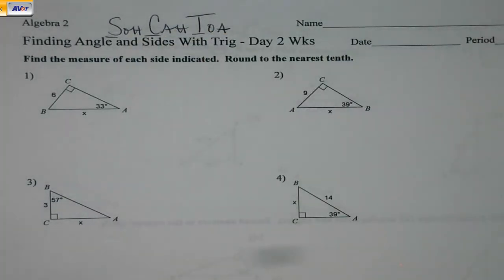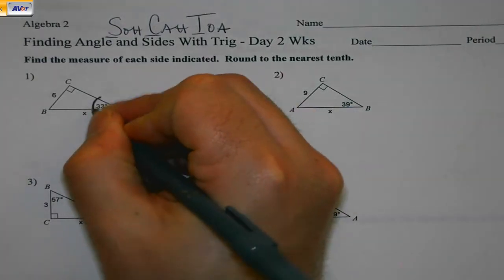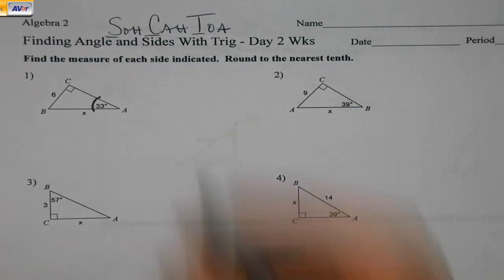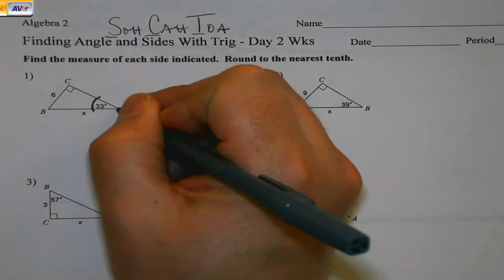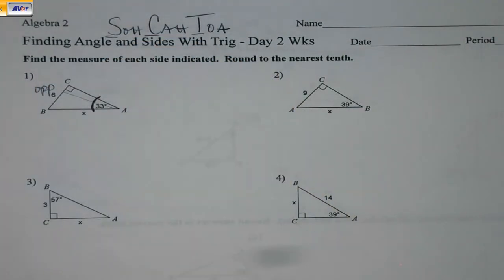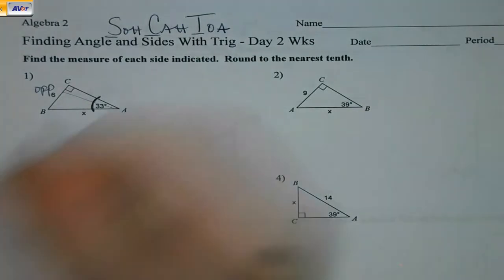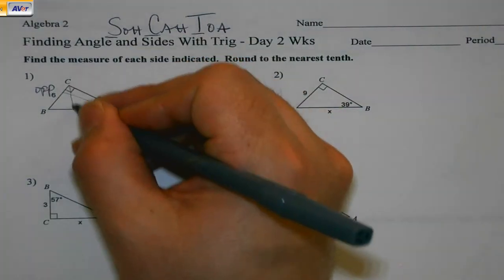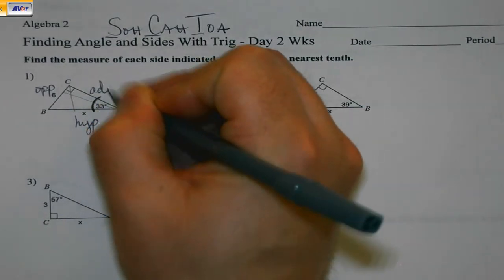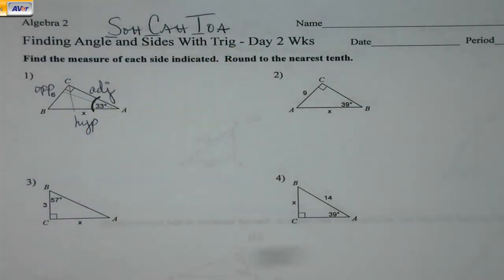So I guess 1's as good a place to start as any here. So I see the angle that they give me. I'm going to go ahead and mark that to remind myself of where my reference point's going to be. Next, I'm going to label my sides. I always know if I start with my writing utensil and just follow along, I will find the opposite side. If I start at the right angle and follow my way along, I will find the hypotenuse, which will leave me the adjacent side.